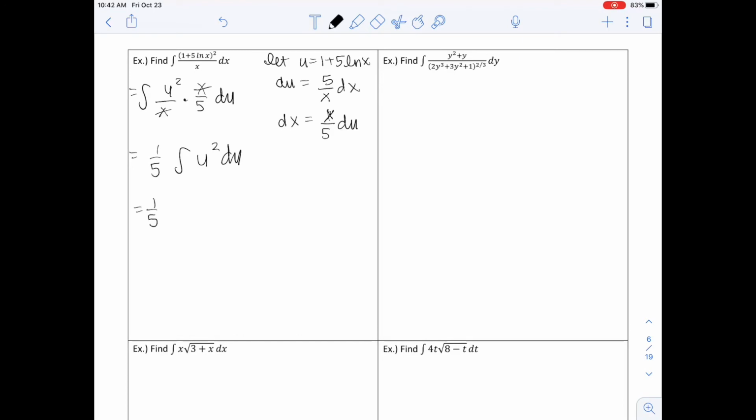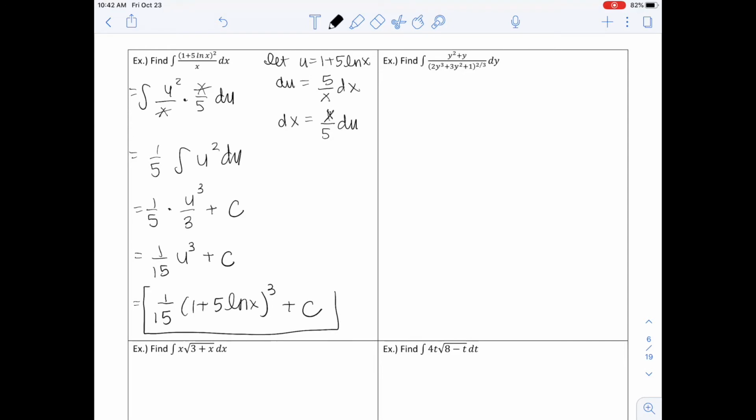Integrating this, we have adding 1 to our exponent would become u cubed, divided by the same value, plus c. And so this is going to work out to be 1/15 u to the third plus c. And then I have to back sub, and I'm going to have 1/15 times u, which was 1 plus 5 ln of x, raised to the third power plus c. And this is our final answer. Again, you can check by taking a derivative to make sure that you did that problem correct.